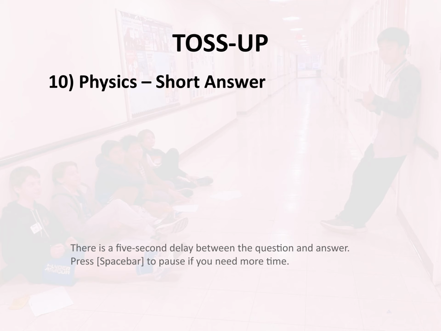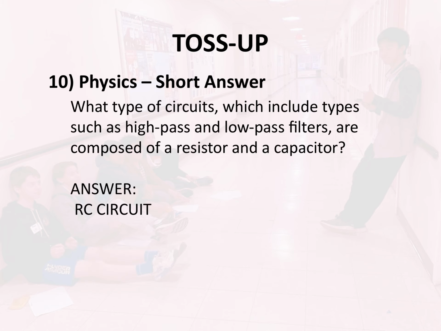Toss-up 10. Physics, short answer. What type of circuits, which include types such as high-pass and low-pass filters, are composed of a resistor and a capacitor? Answer: RC circuit.